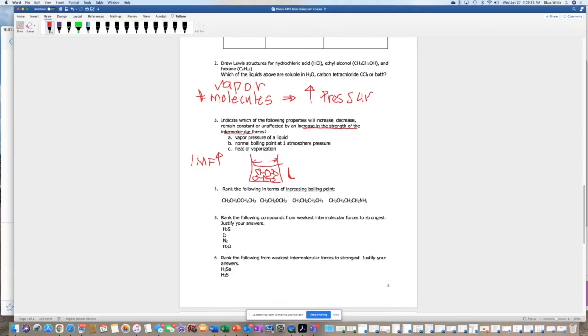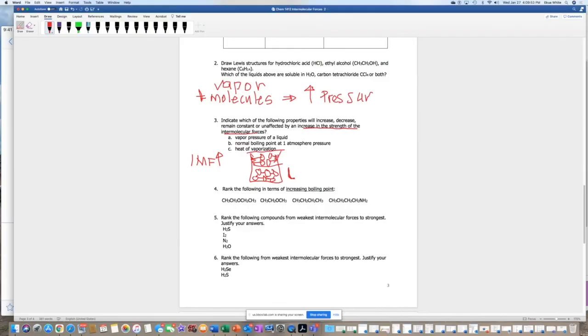So if you have molecules in the vapor form, and we are only looking at the ones in the vapor form, if the molecules manage to escape the liquid and form vapors, then if you have more vapors, you have greater vapor pressure because these molecules are colliding with the wall. And that's how the pressure is created.